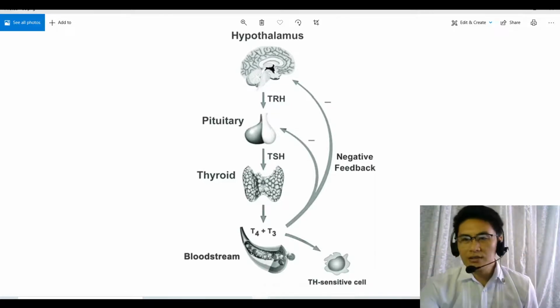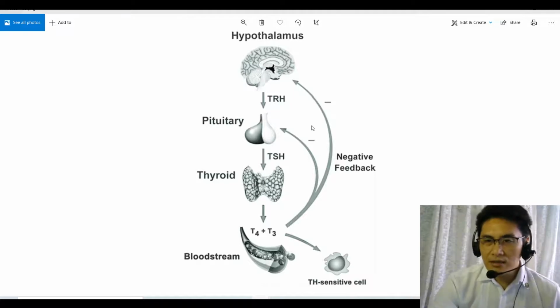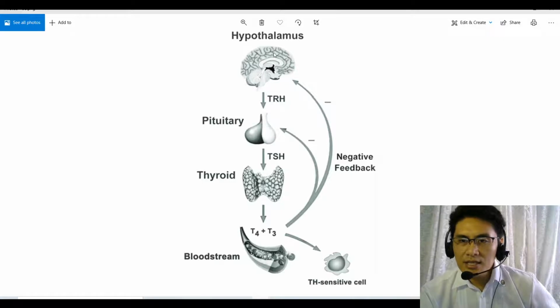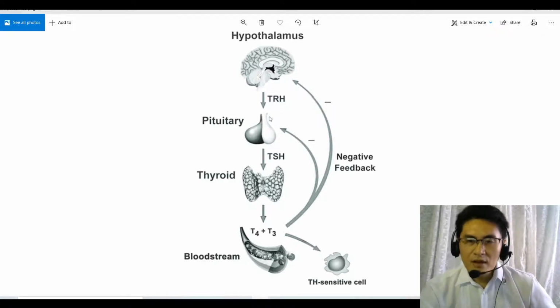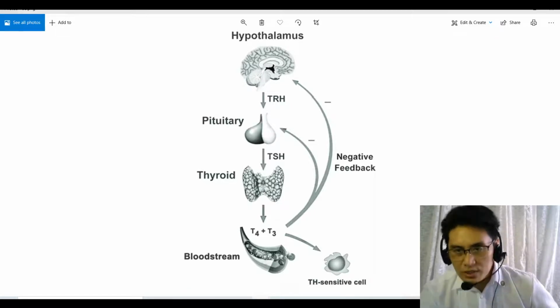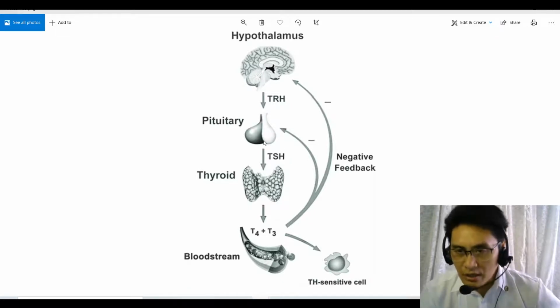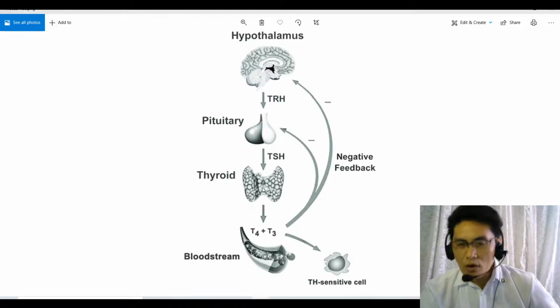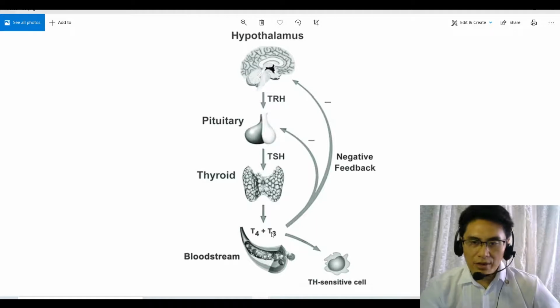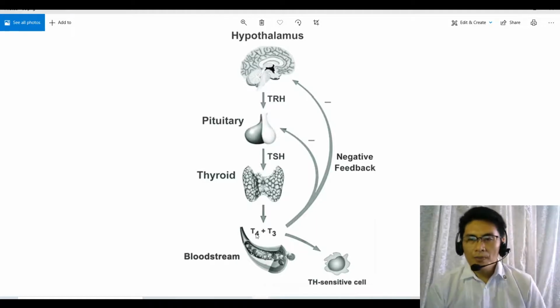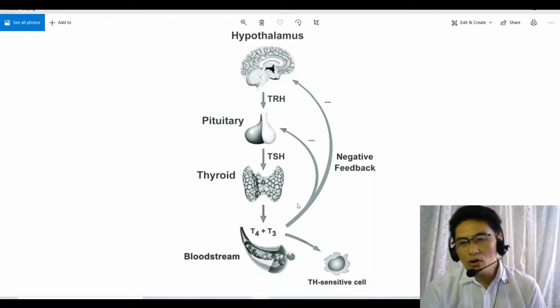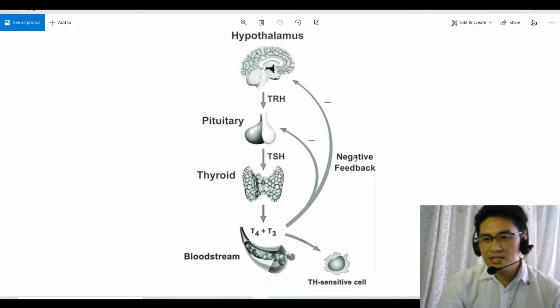Okay, and if you look at the diagram here, the way this is set up is through feedback mechanisms. You see, this TRH is a positive feedback, so a go-ahead signal, a positive signal for the pituitary to produce TSH, which in turn is a positive signal, positive feedback for the thyroid to produce T3 and T4. Now, in order for this to be controlled, we also have negative feedback mechanisms in place.